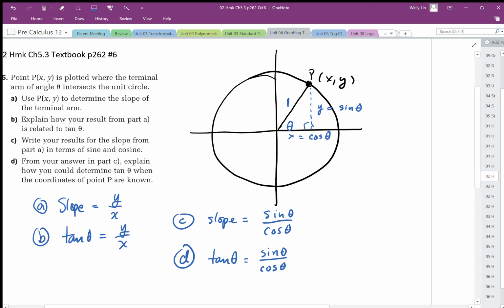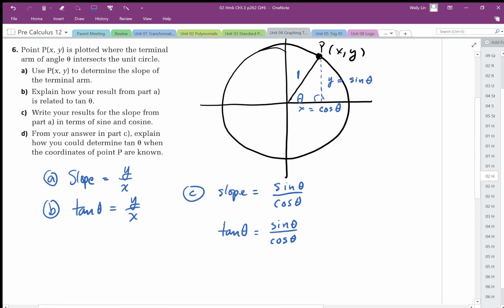So that's how we can determine tan theta. That is not part D, actually. Part D asks, from the answer for part C, explain how you can determine tan theta when the coordinates of point P are known.